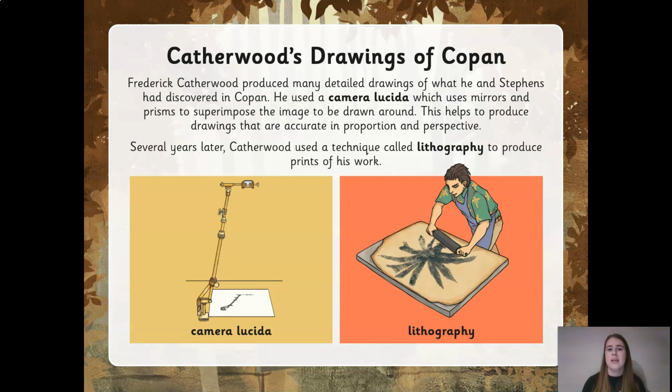Now, he used what we call a camera lucida. Now, this uses mirrors and prisms to try and superimpose the image. So it's almost like creating a shadow of the shape on the paper to allow them to then draw around it. But it also allows them to be accurate in almost their proportions. So how big it is, how big the drawing is, and what the perspective is as to where they're looking at this drawing.